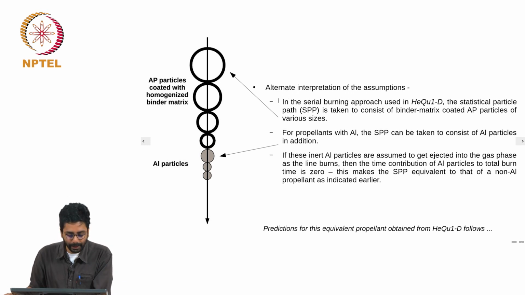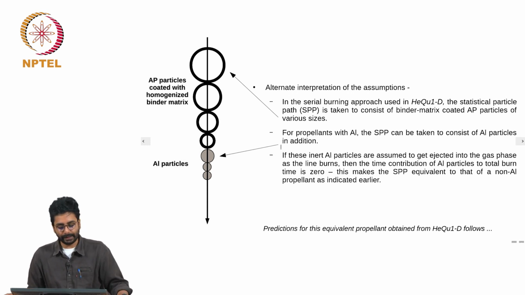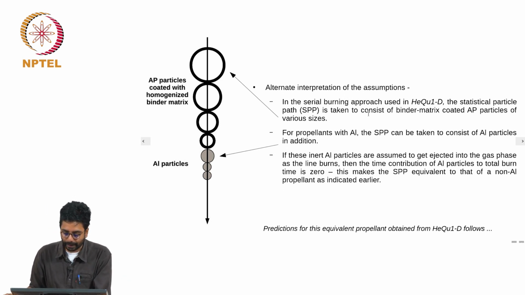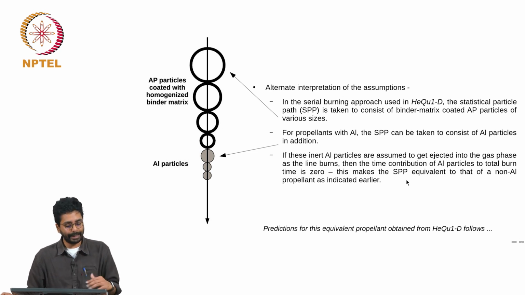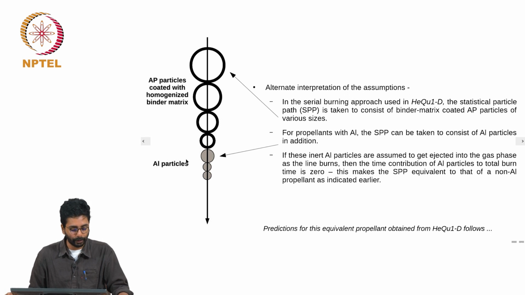So, an alternate interpretation of the assumption is that in the serial burning approach used in the heterogeneous quasi-1D model, the statistical particle path is taken to consist of binder matrix coated AP particles of various sizes. For propellants with aluminum, the statistical particle path can be taken to consist of Al particles in addition as well. If these inert Al particles are assumed to get ejected into the gas phase as the line burns, then the time contribution of the aluminum particles to the total burn time is 0. This makes the statistical particle path equivalent to that of a non-aluminized propellant as indicated earlier. But remember that the heating up and the melting enthalpy are accounted for as it goes through.